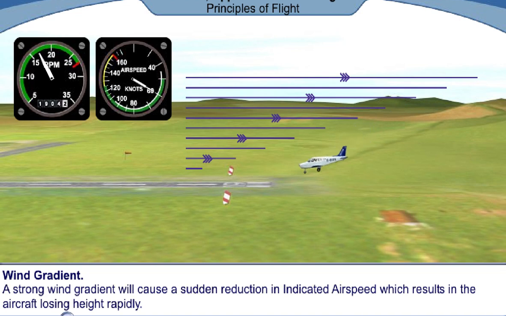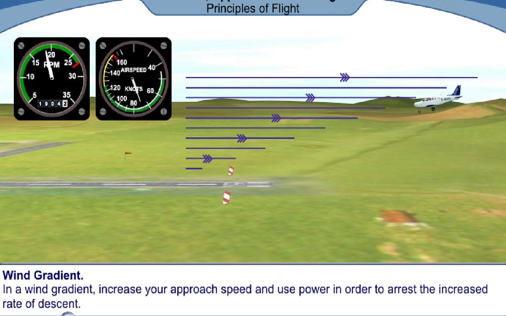A pronounced wind gradient causes a sudden reduction in indicated airspeed, and this will cause an aircraft approaching to land to sink suddenly. Sometimes the wind gradient effect is accentuated by a downdraft, which, combined with the loss of lift, can cause the aircraft to sink very rapidly. The dangers of this effect near the ground are obvious. Therefore, if you encounter a wind gradient, increase your approach speed and use power to arrest the extra rate of descent as the aircraft starts to sink.